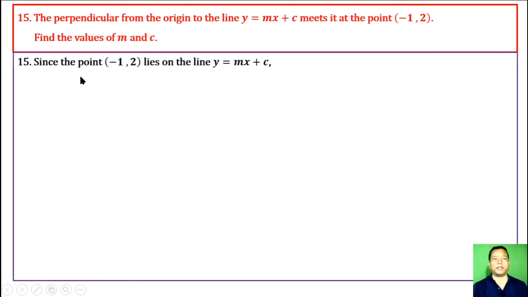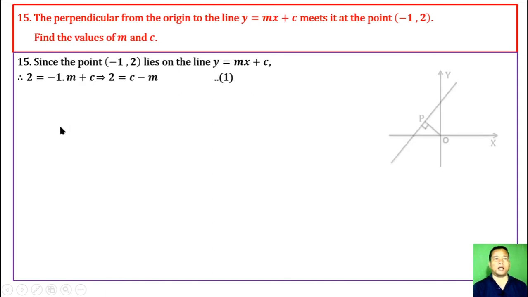Since the point minus 1, 2 lies on the line y equal to mx plus c, the coordinates of this point will satisfy this equation. Putting y equal to 2 and x equal to minus 1, we get this, which is equation 1.